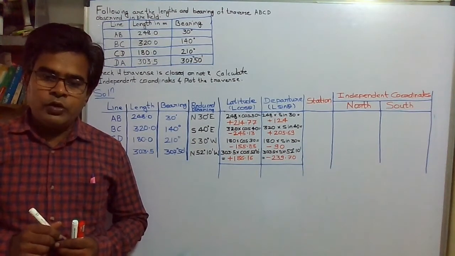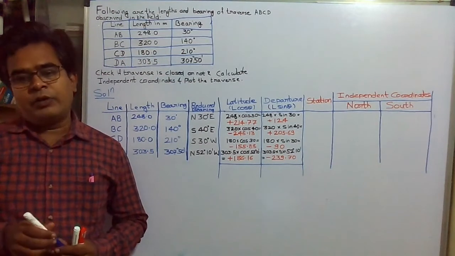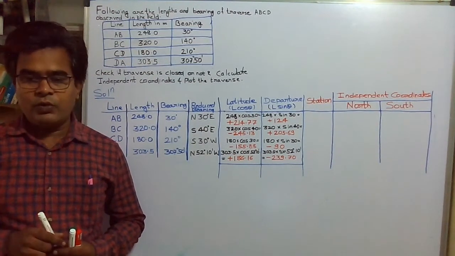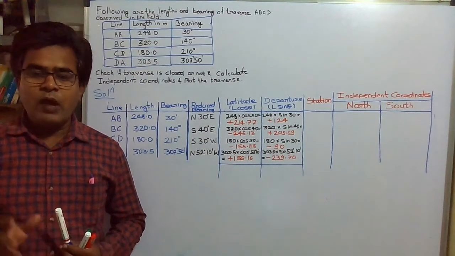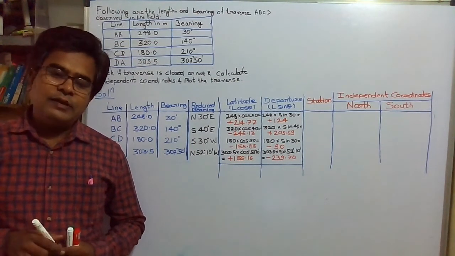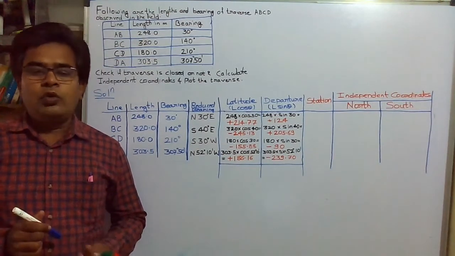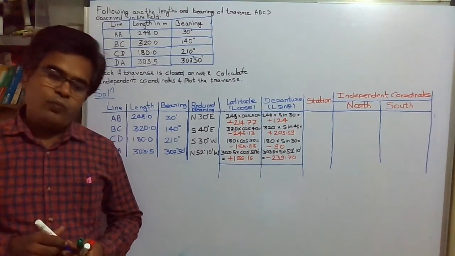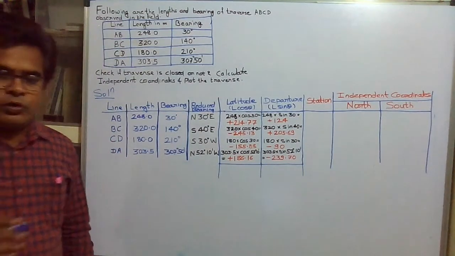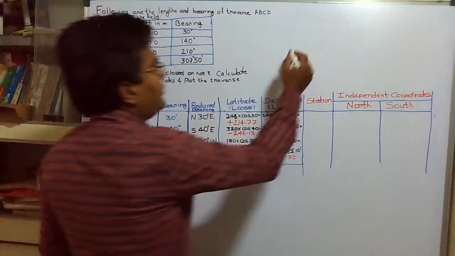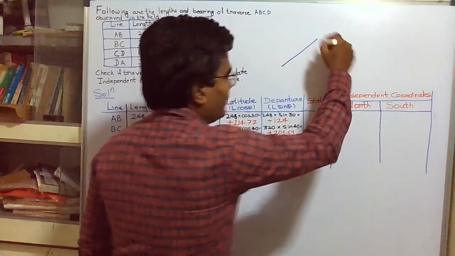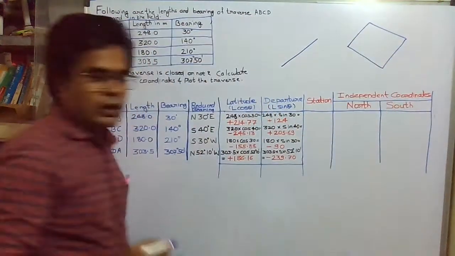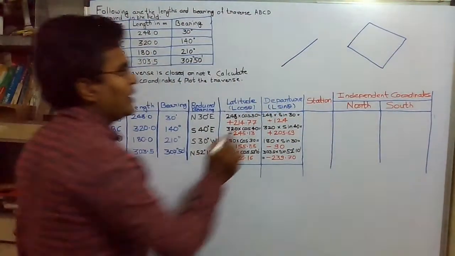In prismatic compass traversing, we directly used the length and bearing of a line to plot the survey. But here we have to convert the length of a line into latitude and departure, that is, into coordinates, and then we will plot them. Don't be confused. There may be many lines in a traverse, and we have to take them one by one.